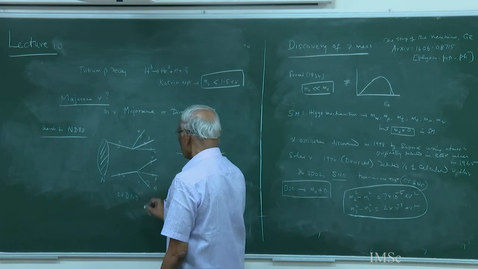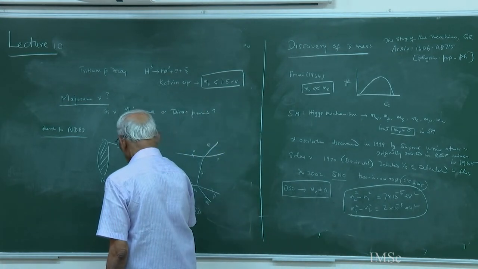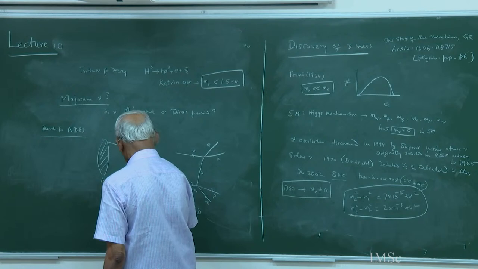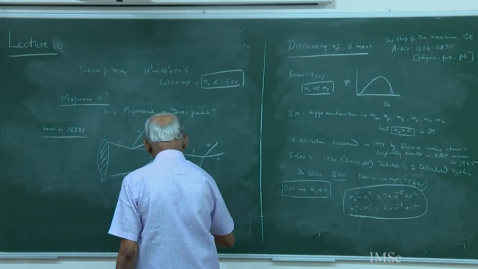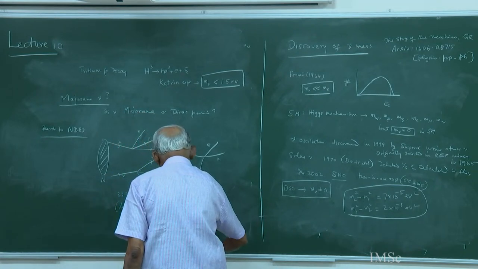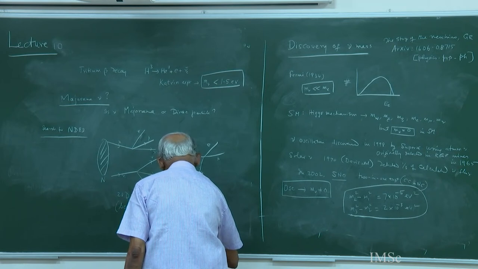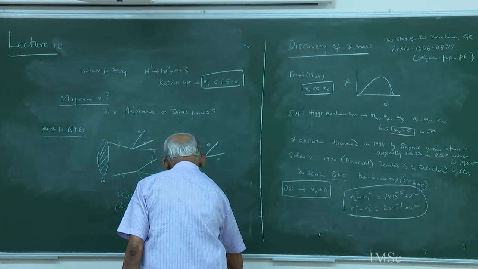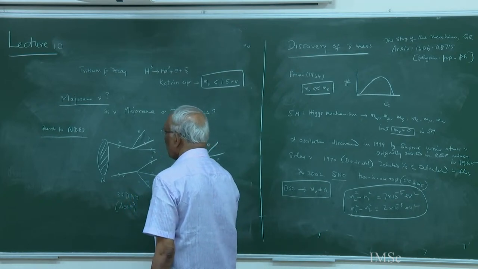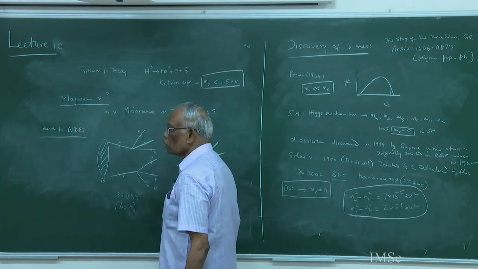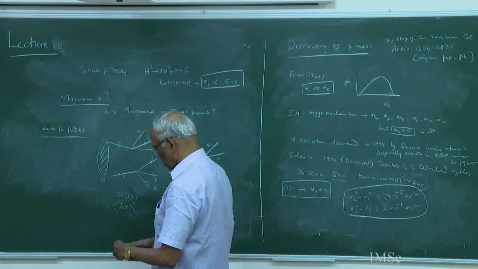So this is seen. Dozens of experiments are searching for it, not yet seen. If it is seen, that will be a great discovery, because you would have proved that neutrinos are Majorana particles.